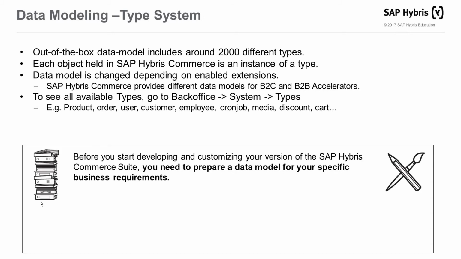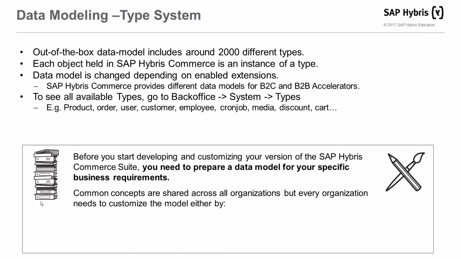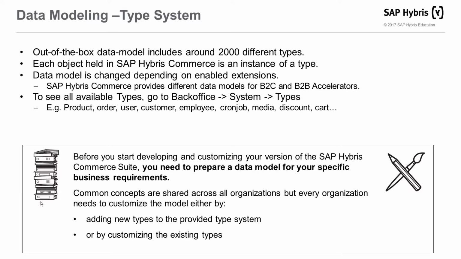In the Product Modeling chapter, we mentioned that every organization has specific requirements and business processes that should be reflected in the data model. Although common concepts such as products, customers, employees, and orders are shared across all organizations, each organization usually customizes the out-of-the-box data model according to its needs. Organizations can either build their own data model, adding new types to the provided type system, or they can use Commerce's existing types as a starting point and customize them to satisfy their unique requirements.